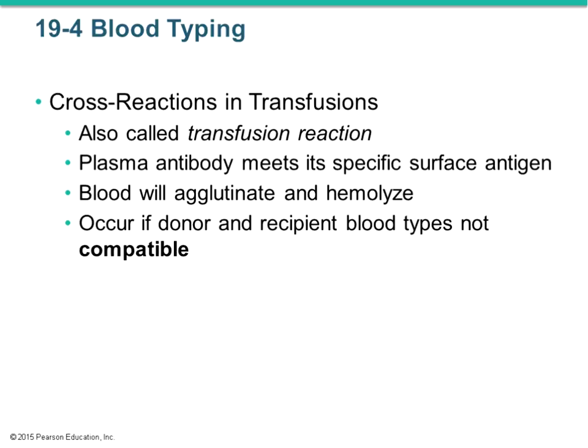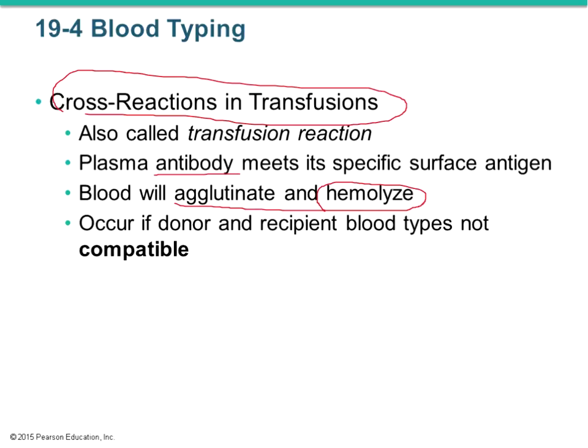As I said, you can get a cross-reaction in a transfusion, also called a transfusion reaction, where a plasma antibody meets a specific surface antigen that it doesn't like. It will agglutinate and hemolyze that blood, and this will occur if the patient does not receive a compatible blood type.